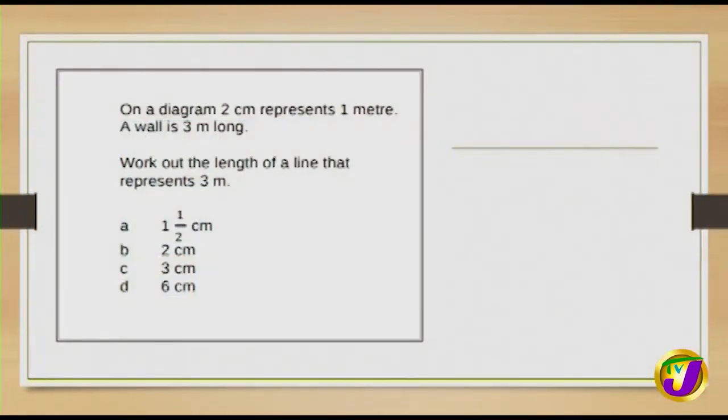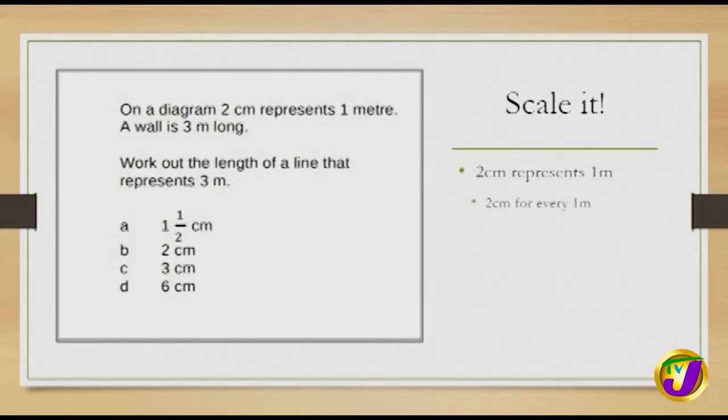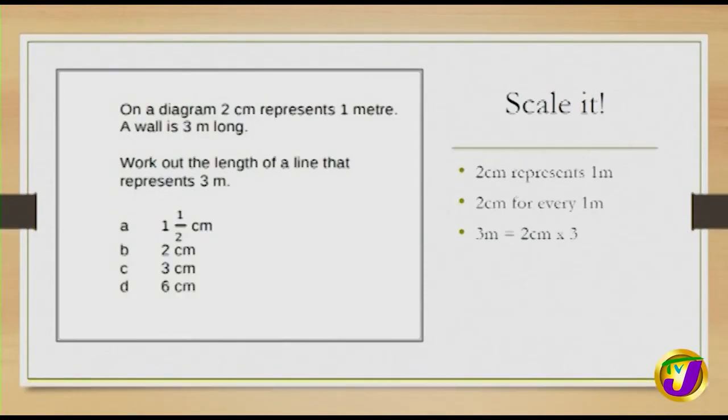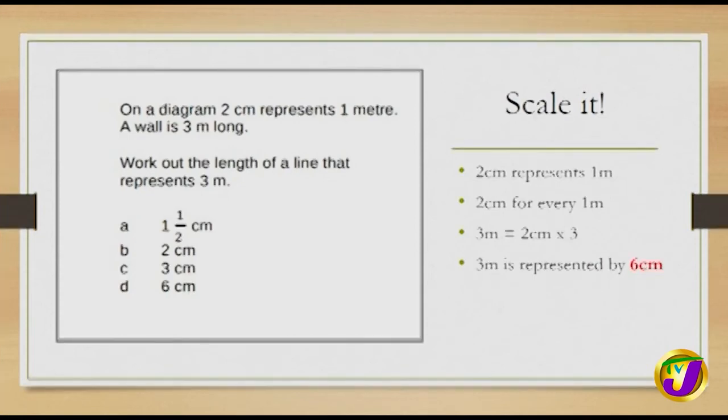So what they're saying, now you have an actual length. You have 3 meters. If you were to put that on the drawing, how many centimeters would you use to represent that 3 meters? Let's look at what we can do. So we're scaling it. 2 centimeters represents 1 meter, 2 centimeters for every 1 meter. So if we have 3 meters, for every meter you have 2 centimeters. So you multiply that 2 centimeters by the 3 because you have 3 meters, and you get 6 centimeters. So on the drawing, 6 centimeters will represent 3 meters. All right?